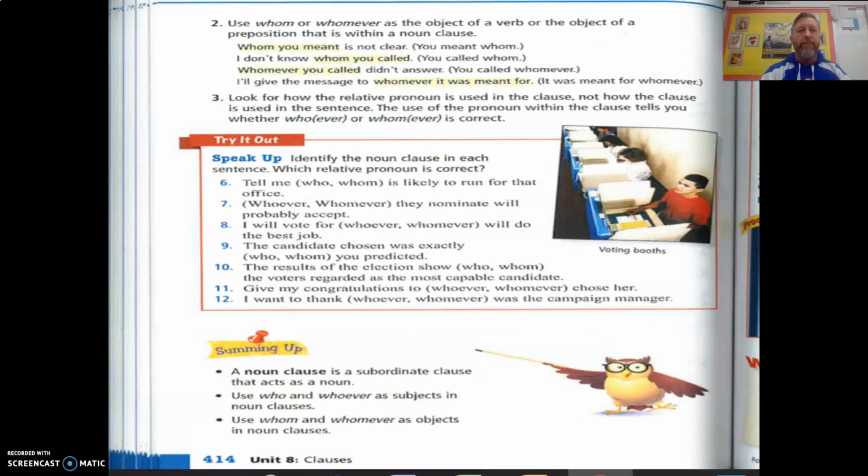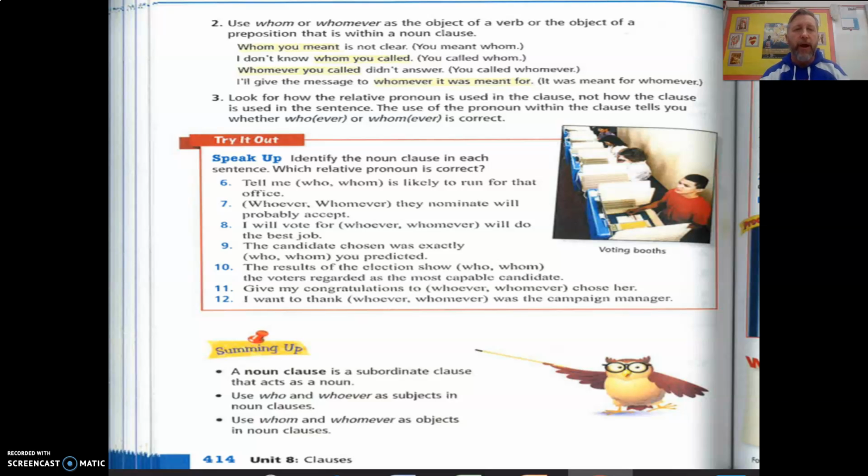All right, same thing here. Look at number 2 on top of page 414. It says use whom or whomever as the object of a verb or the object of a preposition that is within a noun clause. Okay, so it says whom you meant is not clear. You turn it around, you meant whom. Okay, I don't know whom you called. You turn it around, you called who or you called whom. It should be whom. So then it's whom you called.